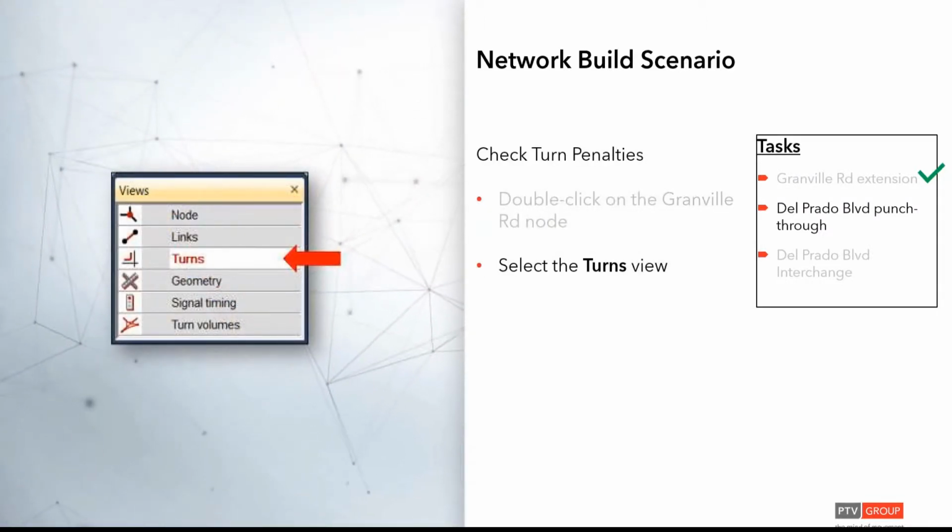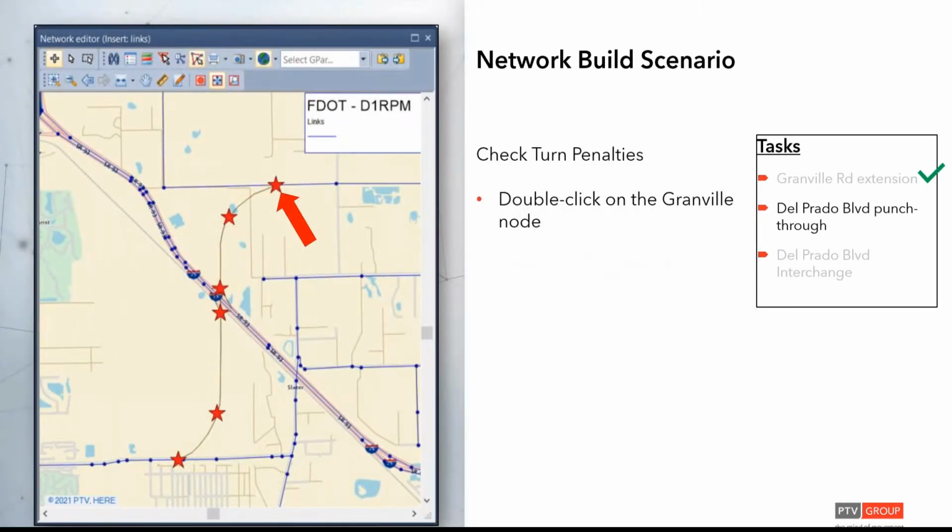Once we've got the Del Prado punch through completed, the next thing we want to look at, because we had some questions about this in the Q&As yesterday, is checking turn penalties. Most of this model, we don't have turn penalties assigned. That's just taken care of with the capacities and the rest of the assignments.